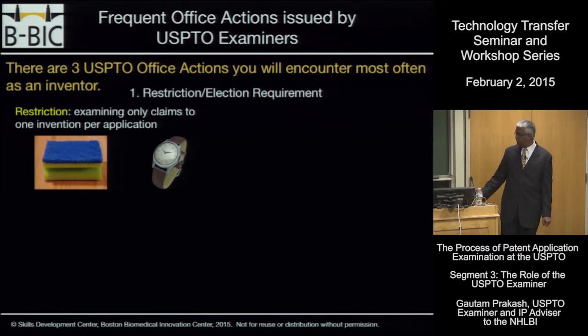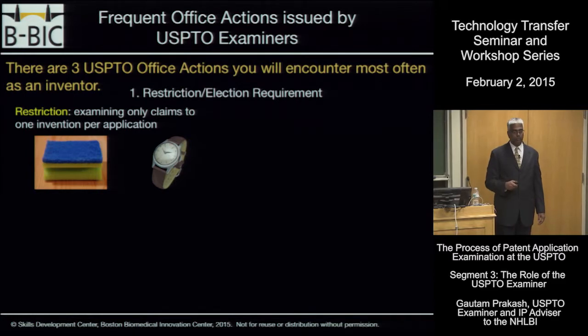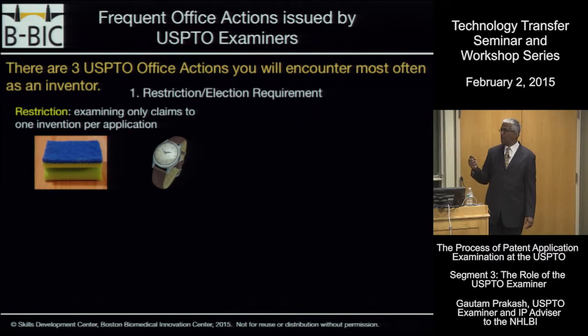So imagine a situation where you have a patent application in which you have a sponge and some kind of timepiece. Now these are two different inventions. They don't belong in the same application, but they were written in the same application. So as the patent examiner, I'm going to ask you to choose between one of those two, right? Because you're only allowed to have claims to one invention per patent application.